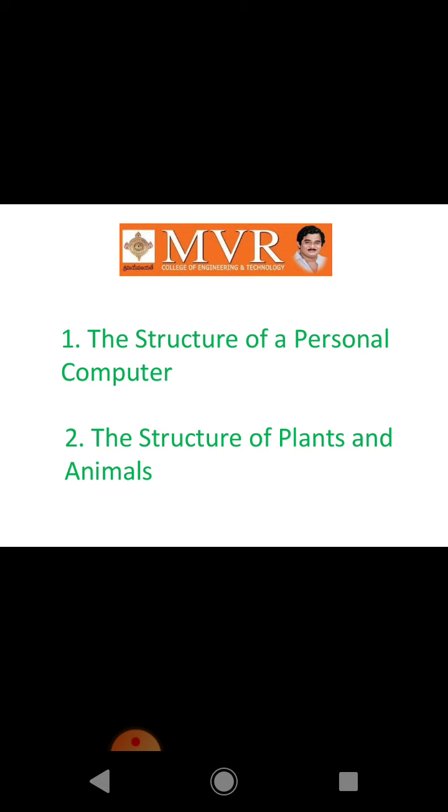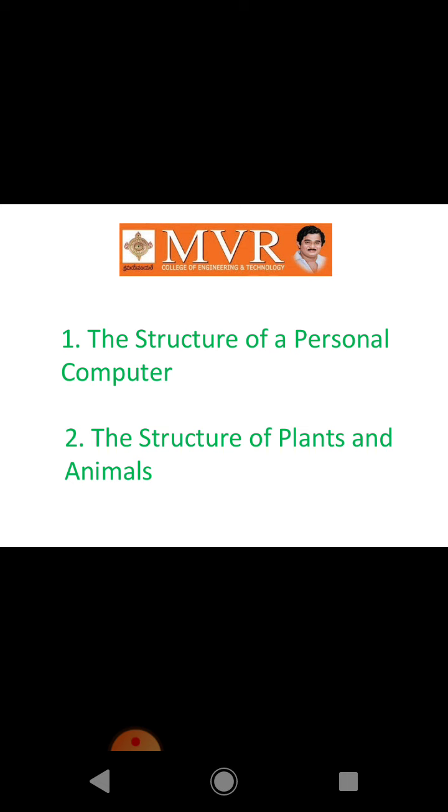The structure of a personal computer. A personal computer is a device of moderate complexity. Most of them are composed of the same major elements: a central processing unit, a monitor, a keyboard, and some sort of secondary storage device.